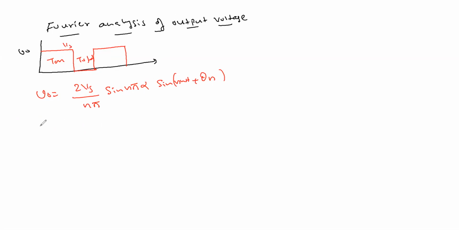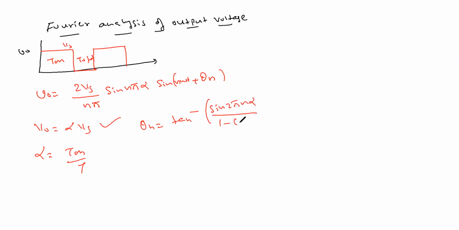So V0 equals alpha Vs, and alpha is, of course, turn on by T. What is theta naught by theta n, by the way? It's a mathematical expression; mathematically we got this value. So this is tan inverse of, this is the one.